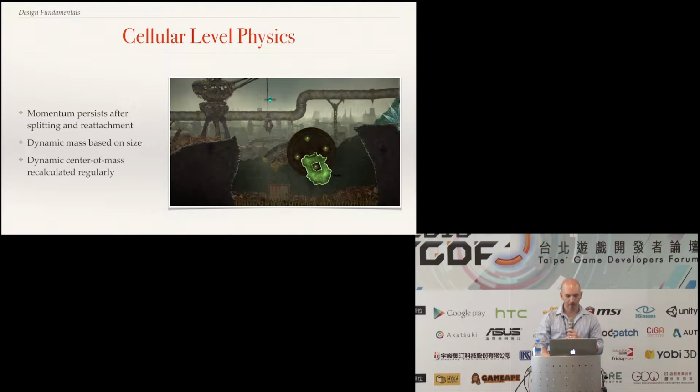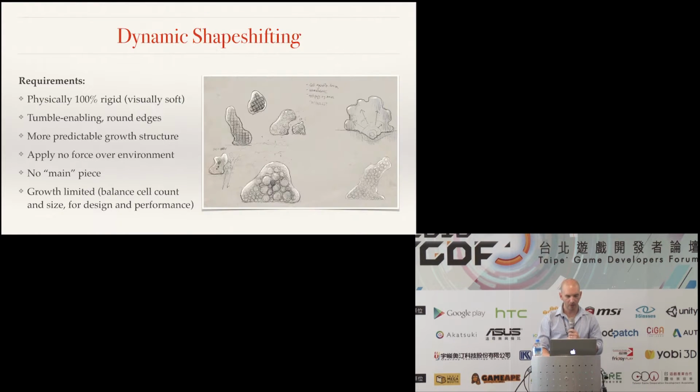Physics persists through splitting and reattachment. Of course the dynamic mass is based on the size, but basically if a certain cell within a batch of cells has a certain velocity, it will sustain that velocity. Also, the dynamic center of mass is recalculated regularly, which is kind of a heavy thing to do on the physics side when trying to do this seamlessly.